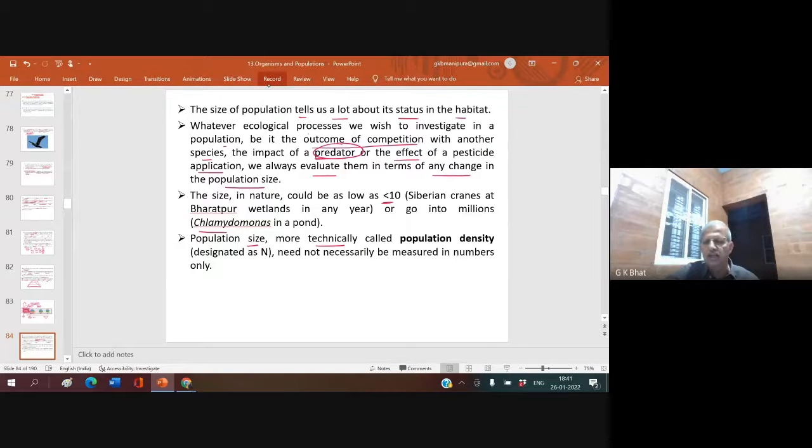Population size, more technically called population density, need not necessarily be measured in numbers only. Is it that always, to know the population size, we have to count the number? Is it possible to count the number? No. Now I have a question for all of you. I want you to come and tell me whether the fish population has increased or decreased in a particular pond or a lake. How can you give me that?